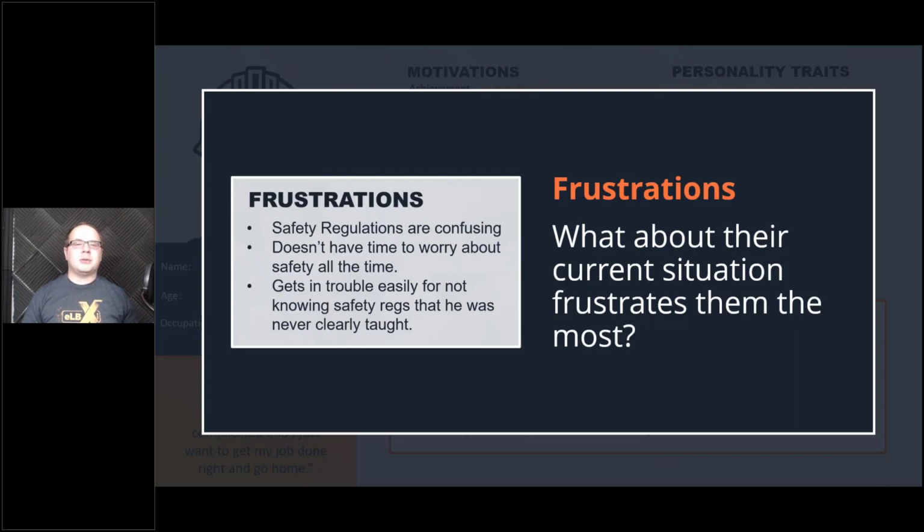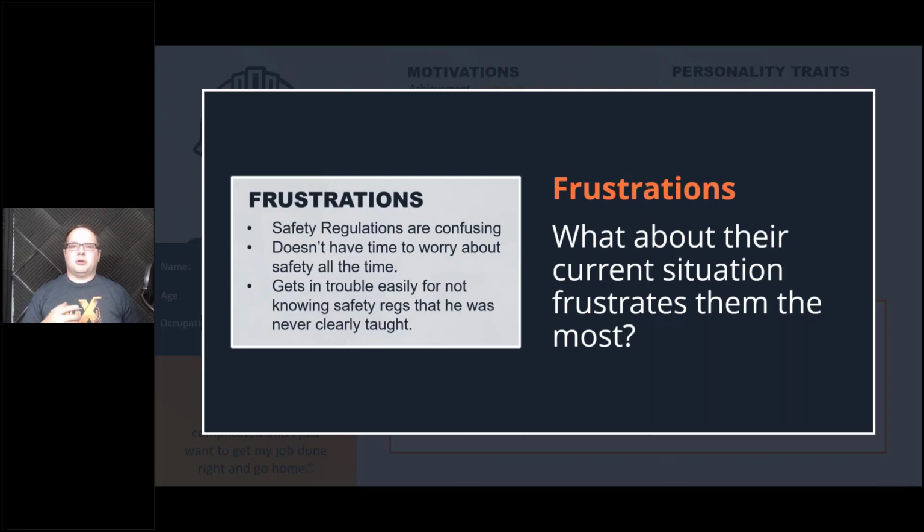I don't have a lot of time to worry about safety all the time, but I get in trouble all the time because I'm supposed to know this stuff. And so we want to help him overcome these frustrations. For this, it might be that we make this so easy that he can understand any safety regulation he's given. We give him maybe tools and devices to help him understand these things. So there are things we can do to help him overcome these frustrations. We want to keep these along with the goals in mind as we're developing our courses and our experiences.